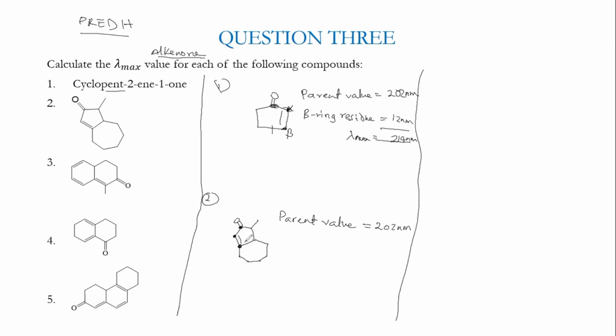Now, is there any ring residue? Of course, these are the alpha. No. What about the beta? Now we have one here and we have one here. So we have 2 beta ring residues. And so, of course, that's going to be 2 times 12, and that's going to be 24.